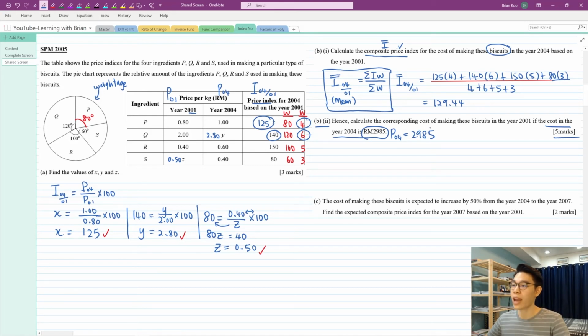And the moment you see price, it usually means the first formula, right? Because the first formula is the formula for your price. But are we talking about ingredients P, Q, R, S, or are we talking about the biscuits? This one should be the biscuit, so we know it is I bar. Biscuit is I bar, PQRS is I only. I'm going to use this formula again, but this time for biscuit, which is I bar. Okay, your first formula.